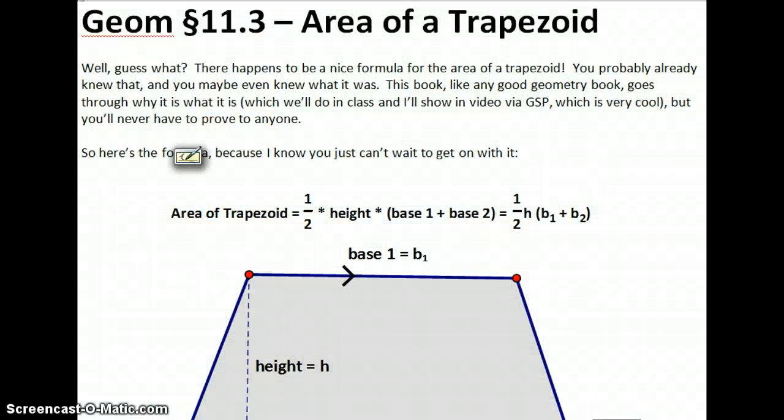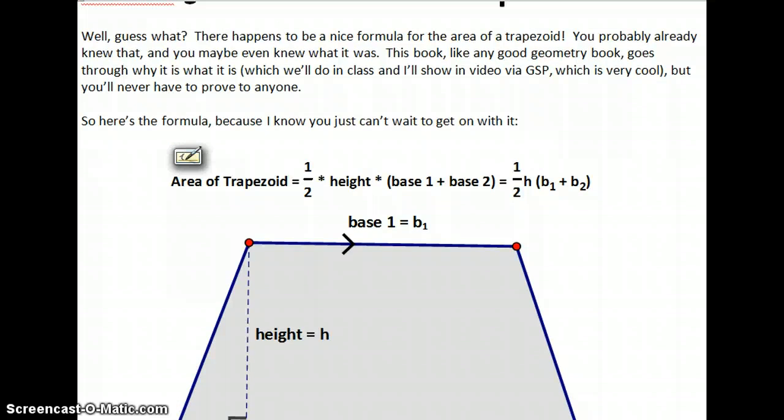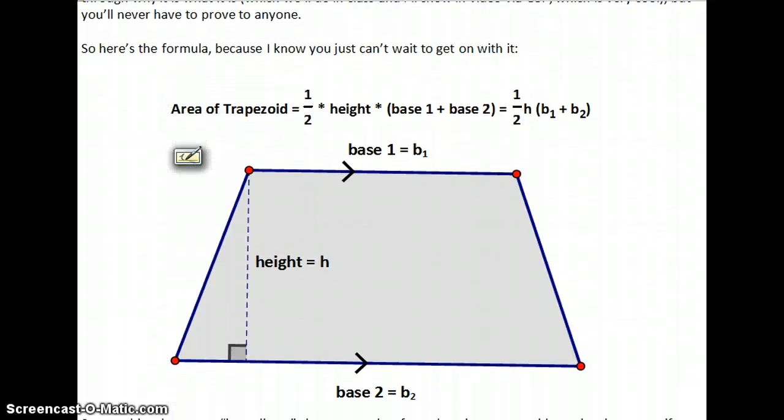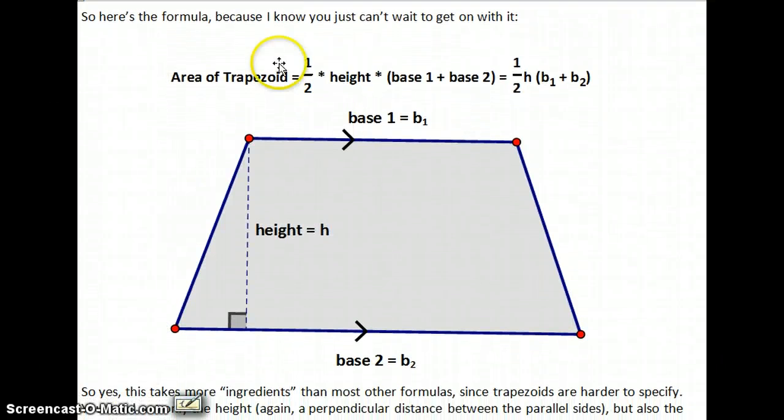Okay. So here we go, area of a trapezoid. Yeah, we just got through squares and rectangles and triangles and parallelograms and rhombi, so I guess trapezoid's the next thing to do. Yes, in the book they go through this great explanation of why the formula is what it is. First of all, let's just remember what a trapezoid is.